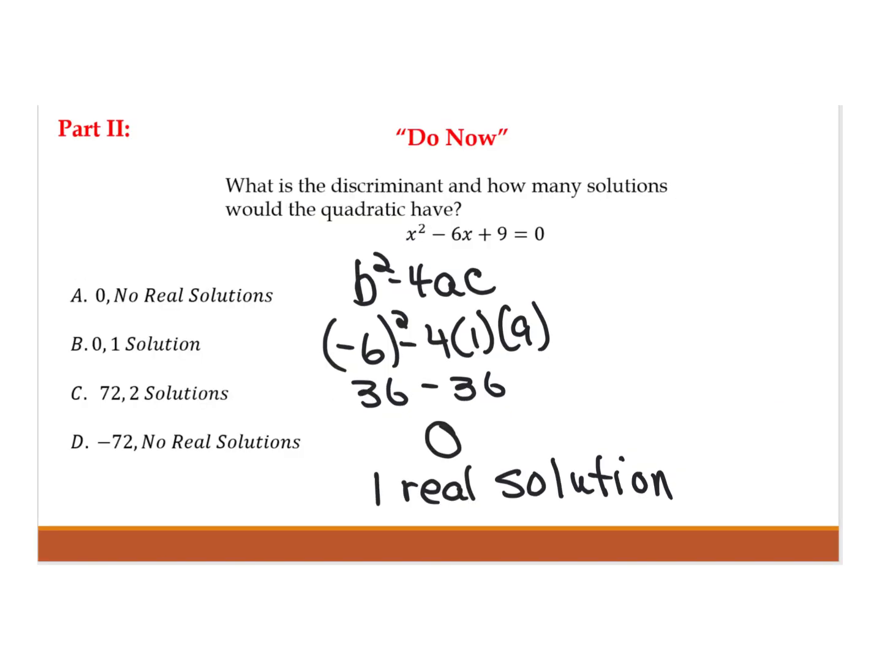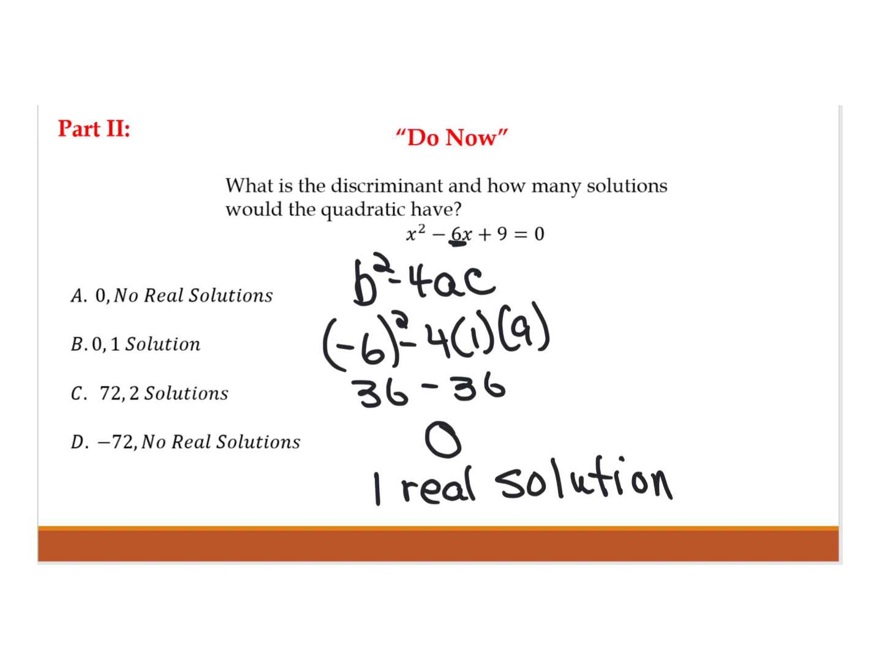All right, this one asks, what is the discriminant and how many solutions would the quadratic have? In order to do this, the first thing you always want to check is that your equation is equal to 0, which it is. Once it is equal to 0, you are going to plug into the discriminant. The value of b in this case is -6, so I would have -6 in parentheses squared.